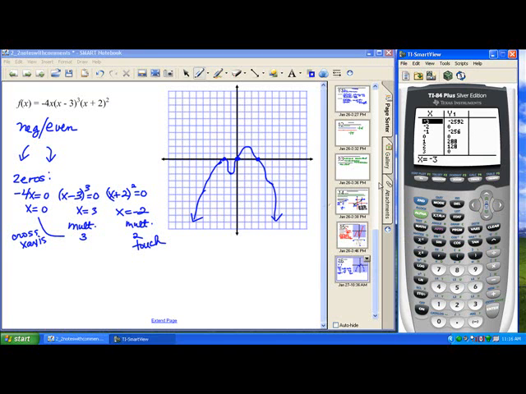Okay? So really using that leading coefficient test, the ability to find zeros, and testing additional points if you need them. That's what polynomial functions is all about.